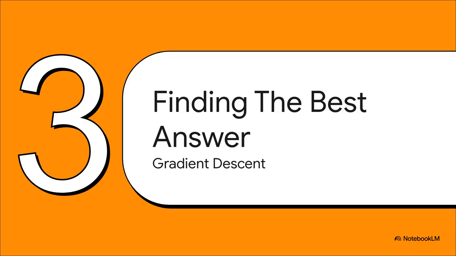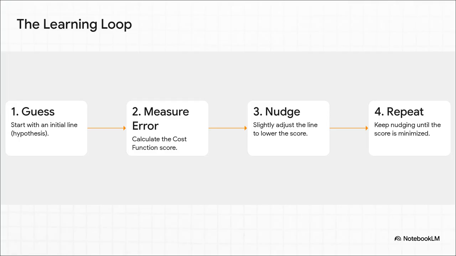And this brings us to the real engine of the learning process itself. How does the machine actually find the one line with the lowest possible error score? It uses this brilliant algorithm called gradient descent. Gradient descent works in this really simple repeating loop. So the machine makes an initial guess. It just draws a random line. Then it measures its error using that cost function. Then, and this is the key, it makes a tiny adjustment, a little nudge, to the line to try and lower that error score. And then it just repeats, over and over and over again, nudging the line each time, always trying to get a slightly better score.